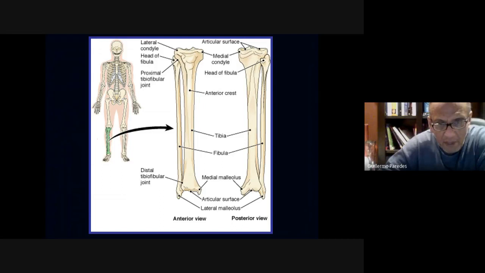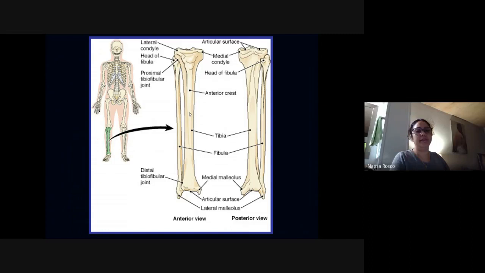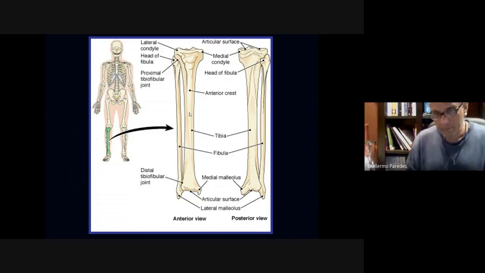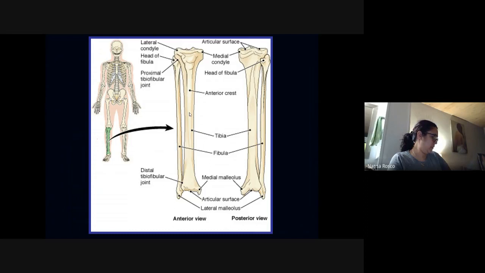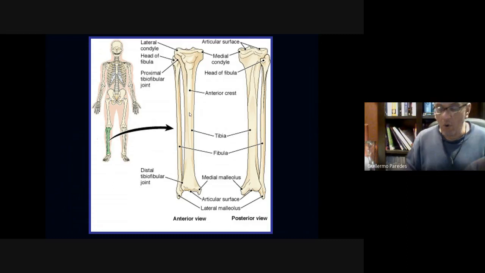Here we have the tibia. The tibia is more medial, as you can see. Probably I told you how to remember this. The biggest bone in the leg is the tibia. Which one is the biggest toe? The big toe, the first toe. Yes, exactly. And this first toe or big toe is going to be more medial or more lateral?